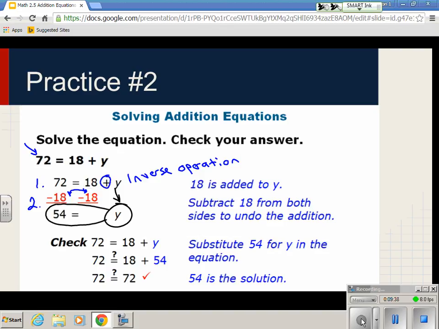Again, how do we check that? Put 54 in for y in the original problem, 18 plus 54, and if that equals 72, which it does, both sides are balanced, therefore we have the correct answer. So what does y equal? y equals 54. And we need to know that so that we can get the values to be equal on both sides.